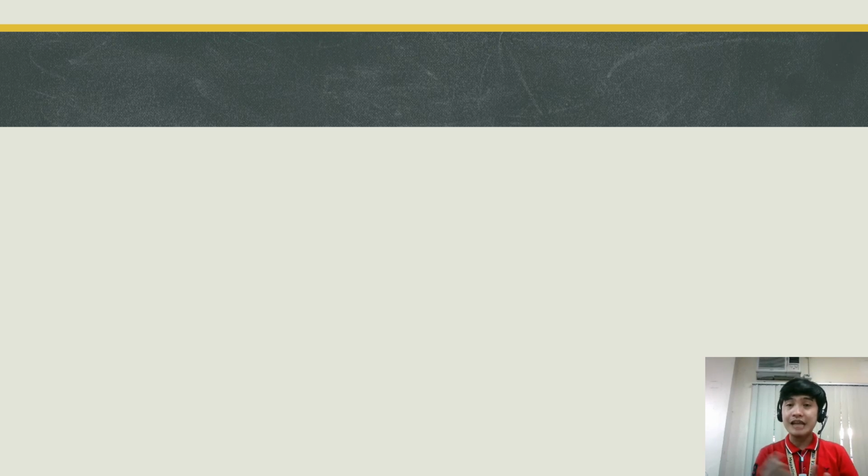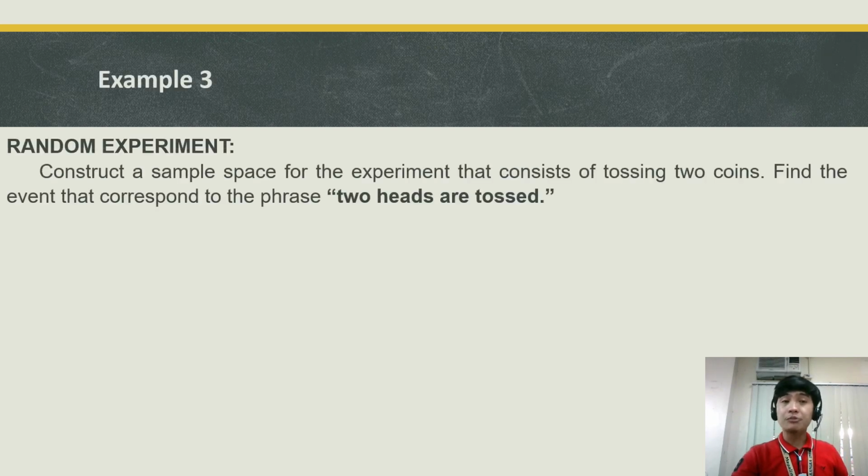Hindi muna natin isasama si fundamental counting principle. Magkakaroon tayo ng separate discussion or example for that. Okay? But for now, we are going to focus first with the tabular method, the tree diagram, and the systematic listing. So, this is our example. Example number 3. Construct a sample space for the experiment that consists of tossing 2 coins. Find the event that corresponds to the phrase 2 heads are tossed.